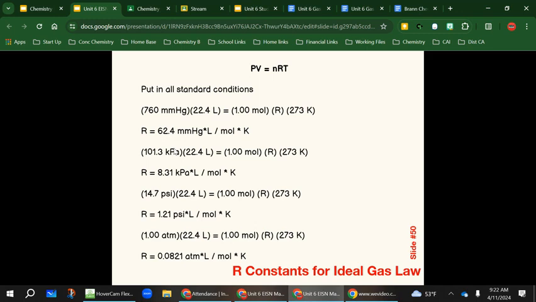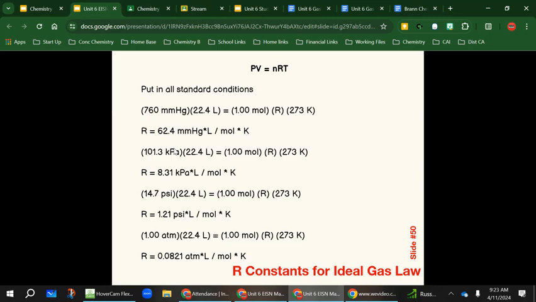How can your numbers be different? You have 4 quarters. You have 10 dimes. How can they be different? The value of the coin. Because they're different units. So 8.31 kPa times liter per mole per Kelvin is the same value as 62.4 using the unit of millimeters of mercury. So you remember how our 4 pressures were all equal to each other. This pressure is equal to this pressure, is equal to this pressure, is equal to this one. They are all the exact same, correct?